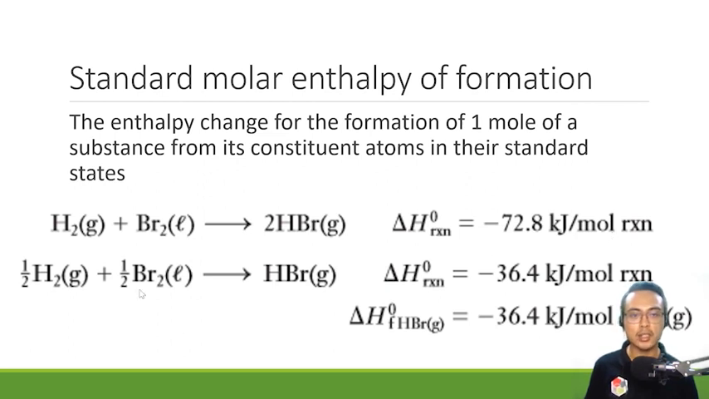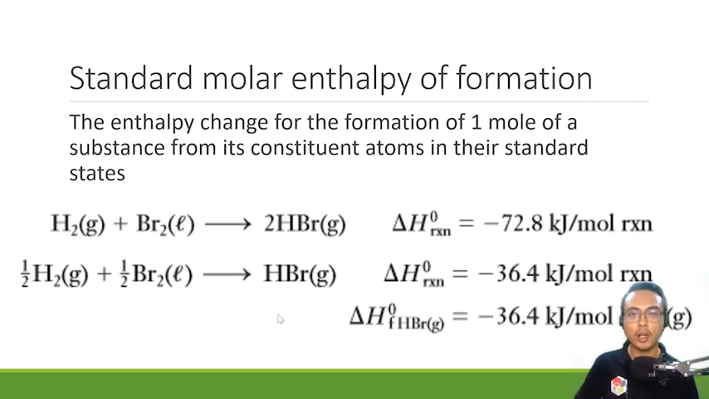Now take a look at the second example. It's basically the same reaction, but it has different coefficients. It's now 1/2 hydrogen gas plus 1/2 bromine liquid yields HBr gas. Enthalpy of reaction is negative 36.4 kilojoules per mole of the reaction. The second equation is what we call a standard molar enthalpy of formation reaction. We say that this is the standard molar enthalpy of formation of hydrogen bromide because the product is only 1 mole and the reactants are all elements in their standard states.